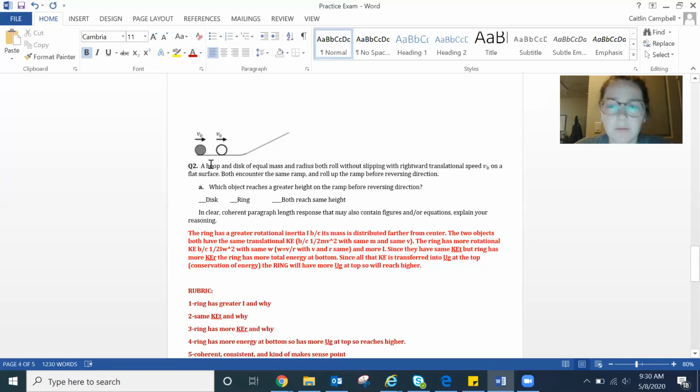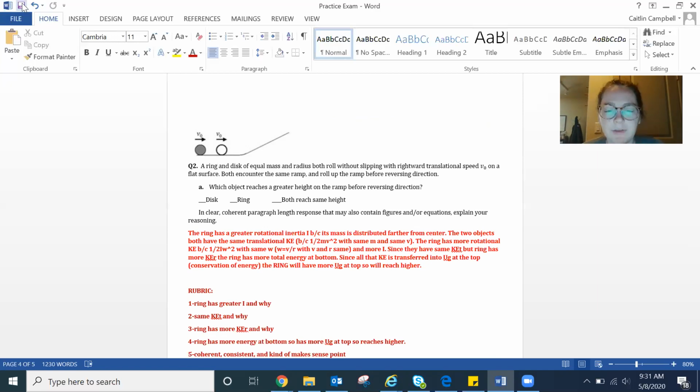Oh, sorry, I changed it from a hoop to a ring. It doesn't matter. You can use those interchangeably because I called them both here. So the hoop or the ring has a greater I. So you got a point for just telling me that the hoop has more I and why. So something about its mass being farther away from the center, or more spread on the outside than the disc. Something about mass farther away.